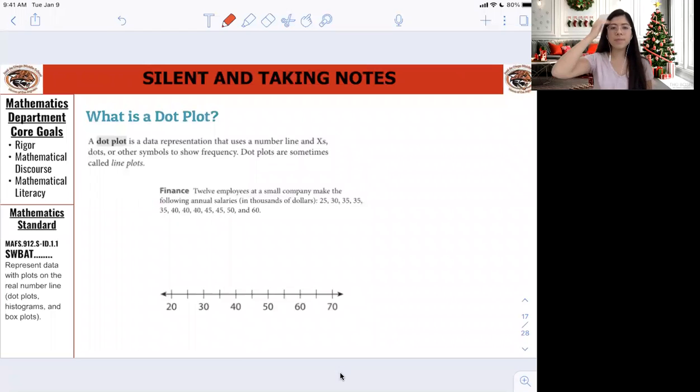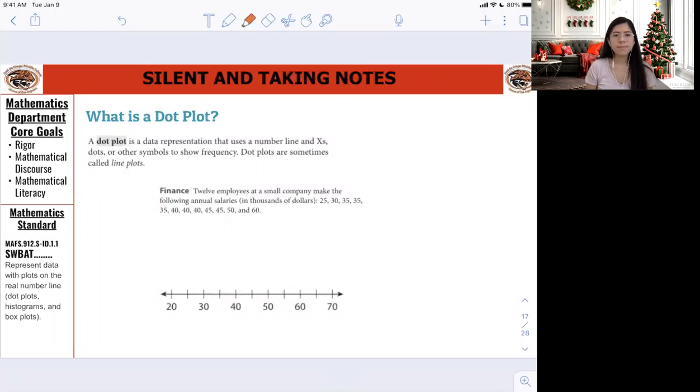So for dot plots, you're basically just going to make a dot that represents each of the data points. So can I get a volunteer to read what exactly is a dot plot? Go ahead, Allison.